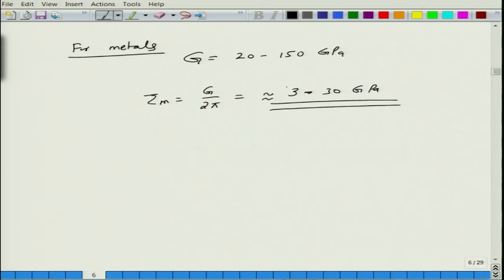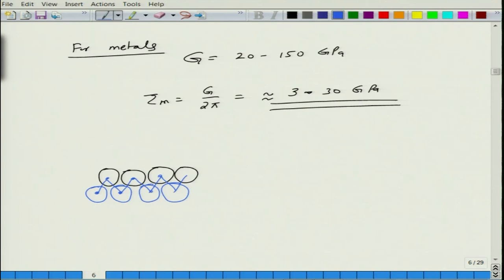So theoretical strength is somewhere between 3 to 30 GPa. Now what is happening here, basically you can see that atoms are bonded with respect to each other. Let us say you have top row of atoms, then you have bottom row of atoms. So this atom and this atom, they have bonds with each other, all of them are bonded, okay. So all of these atoms are bonded with respect to each other.